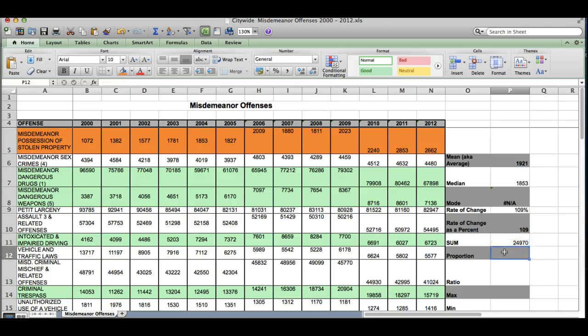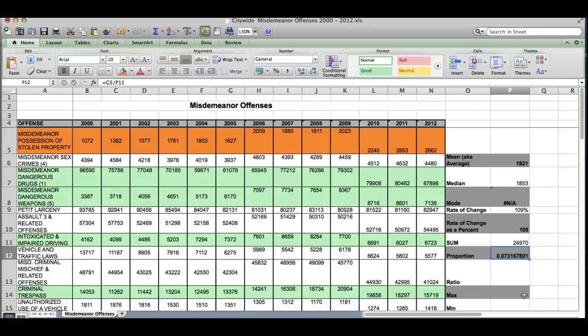And if we look at our formulas on how to calculate proportion, it would be the one value divided by the sum of all values within a category. So this is equals 2005, 18, divided by the sum, and this is the proportion. That means for 2005, 0.07 stolen property offenses were reported.